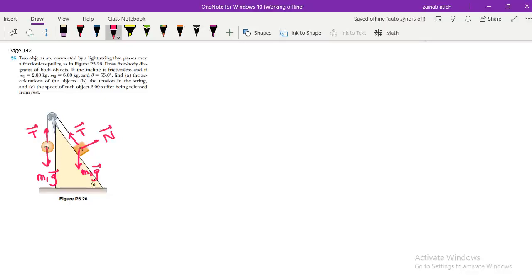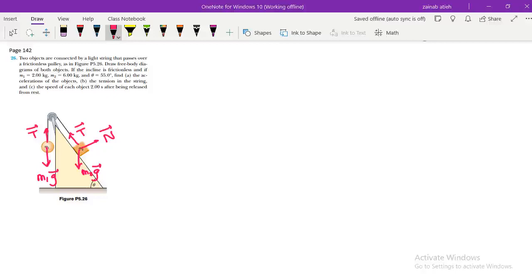If the incline is frictionless, and if M1 equals 2 and M2 is equal to 6 and theta is equal to 55 degrees, find the acceleration of the objects. As I said before, if I have this type of question, I have a pulley and two objects attached from both ends of a string. I usually apply Newton's second law to the first object, then I apply Newton's second law to the second object alone. I find two equations that contain tension and acceleration. I try to get rid of the tension and find the acceleration. So I solve each object alone, M1 alone and M2 alone, and combine the equations to get the acceleration. This is what I'm going to do.